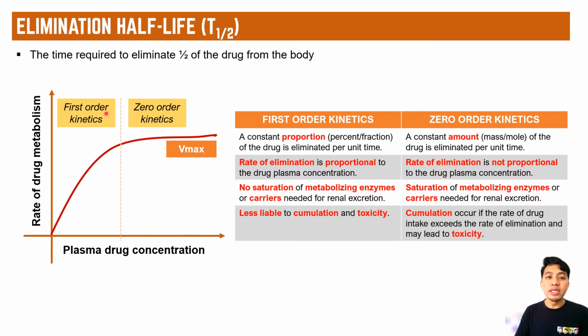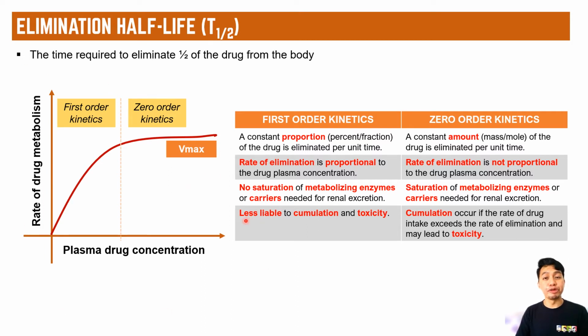At zero order kinetics, we are at the maximum or full capacity of the enzymes. There are no extra enzymes to put to work, and therefore there is no increase in the rate of drug metabolism. When the drugs get to this point, the rate of drug metabolism becomes independent of the drug concentration.